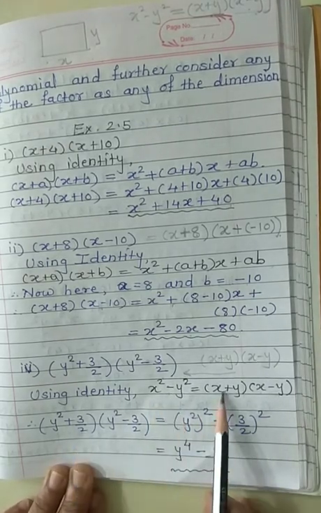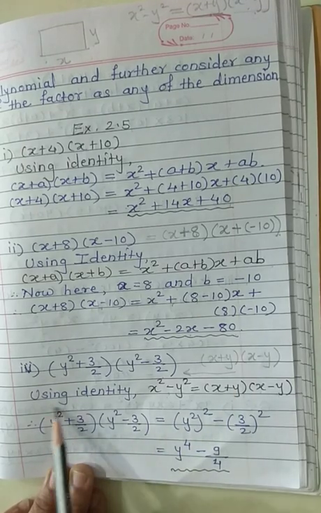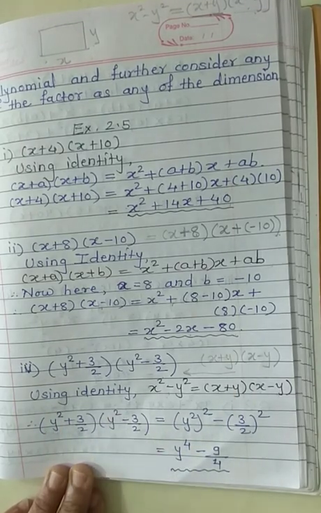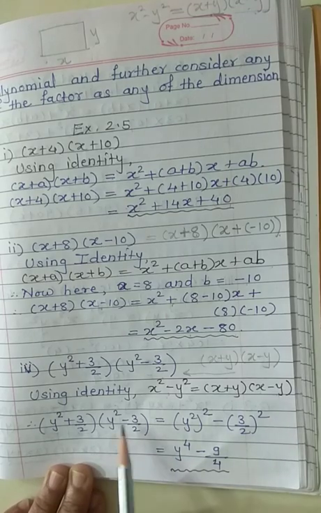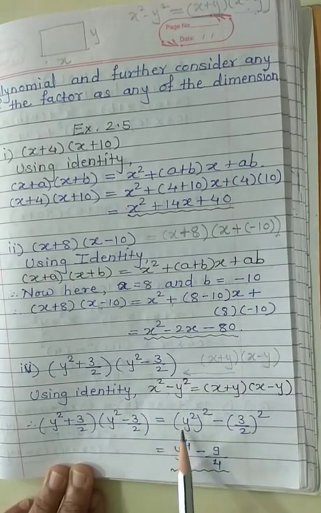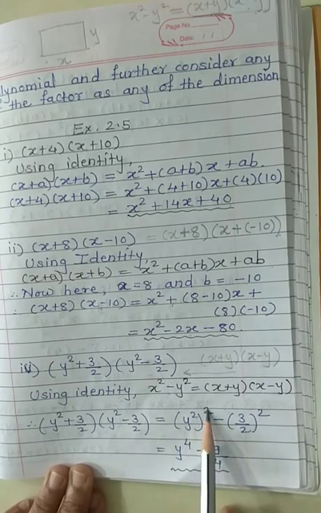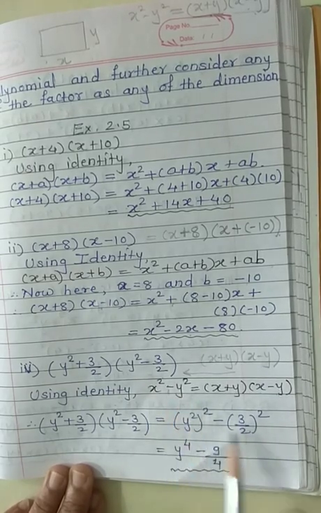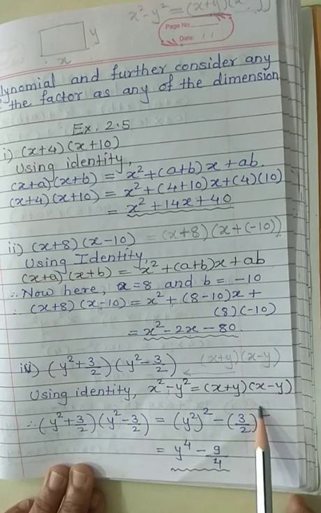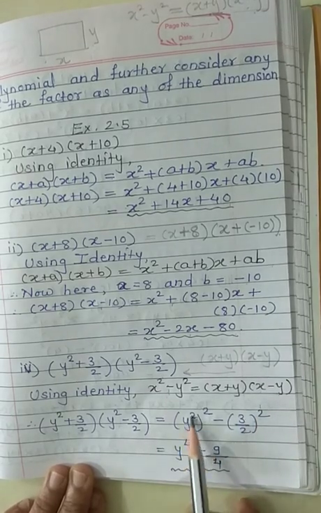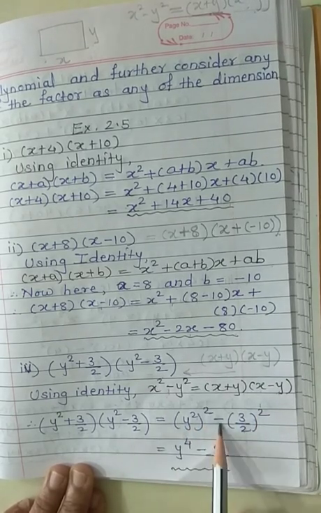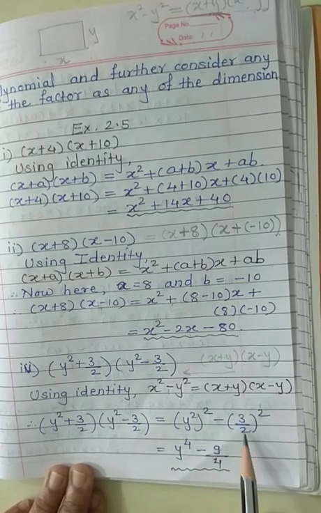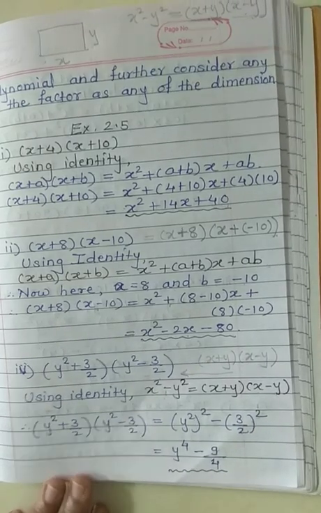So here x is our y square, that is, the first term is y square and the second term is 3/2. So the first term square, that is (y square) square, minus the second term square, that is (3/2) square. So y square squared is y raised to 4, minus 3 square is 9 and 2 square is 4.